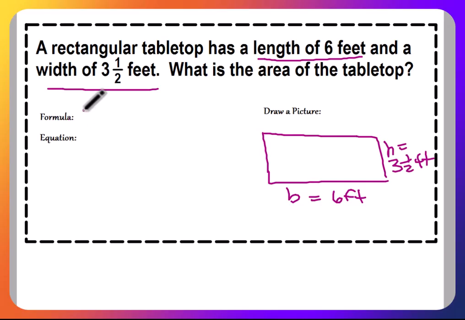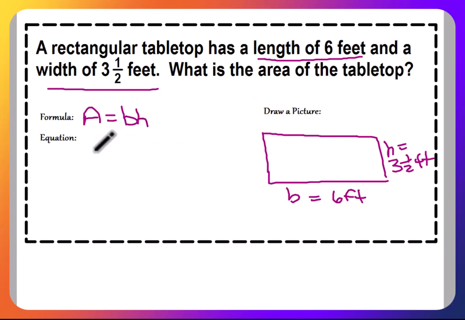So make sure you're writing the formula. Capital A, it's always a capital A for area, equals BH, which means you're multiplying the base times the height. Then we're going to write an equation. We're going to rewrite the formula and substitute numbers for the variables.